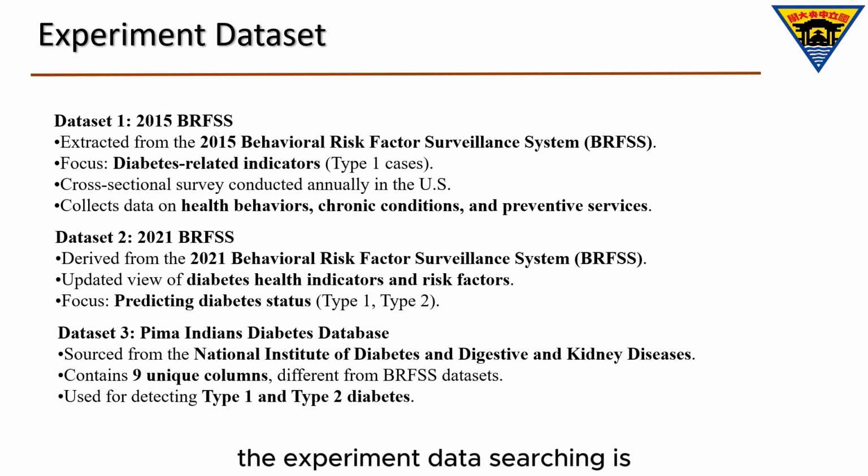For the experiment datasets, the first dataset is the 2015 BRFSS for type 1 diabetes, and the second is the 2021 BRFSS, which covers health indicators and risk factors for detecting type 1 and type 2 diabetes. Dataset 3, the Pima Indians Diabetes Dataset, has 9 unique features for classifying type 1 and type 2 diabetes.